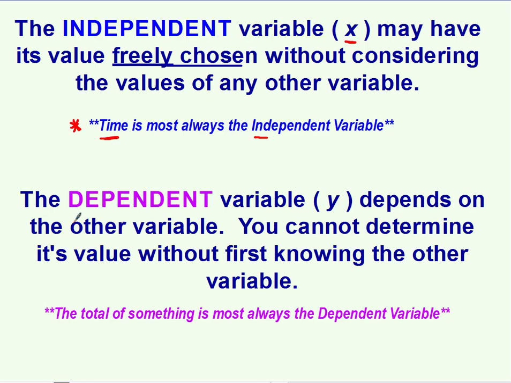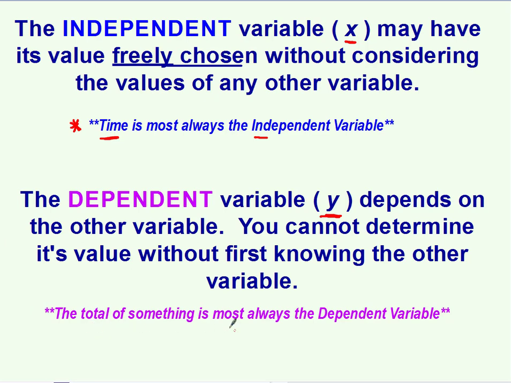Now the dependent variable, also known as y, depends on the other variable. So the dependent will always depend on the independent variable. You cannot determine its value without first knowing the other variable. So for the y, for the dependent, you must have the independent in order to know what the value is of whatever you're looking for.